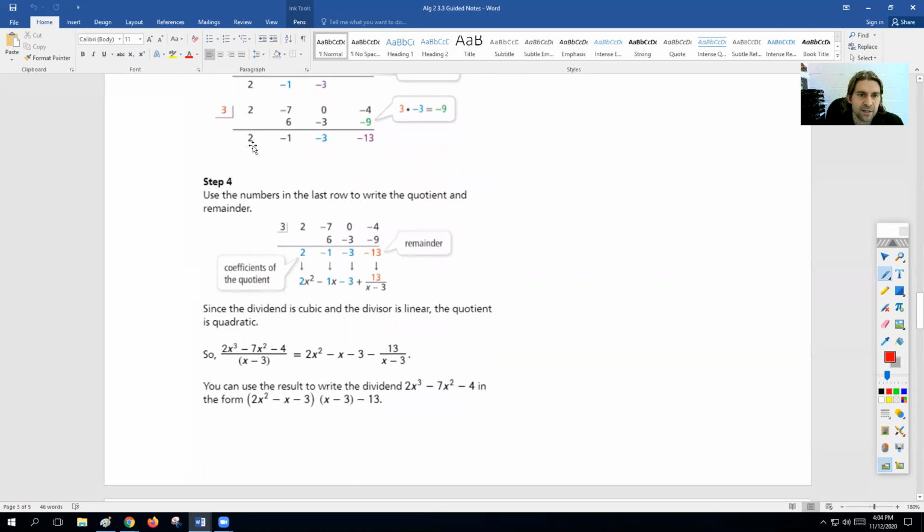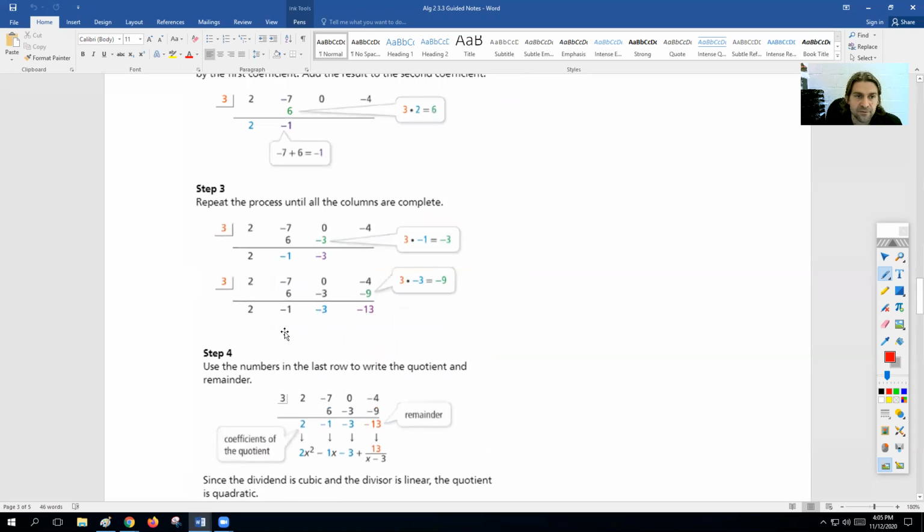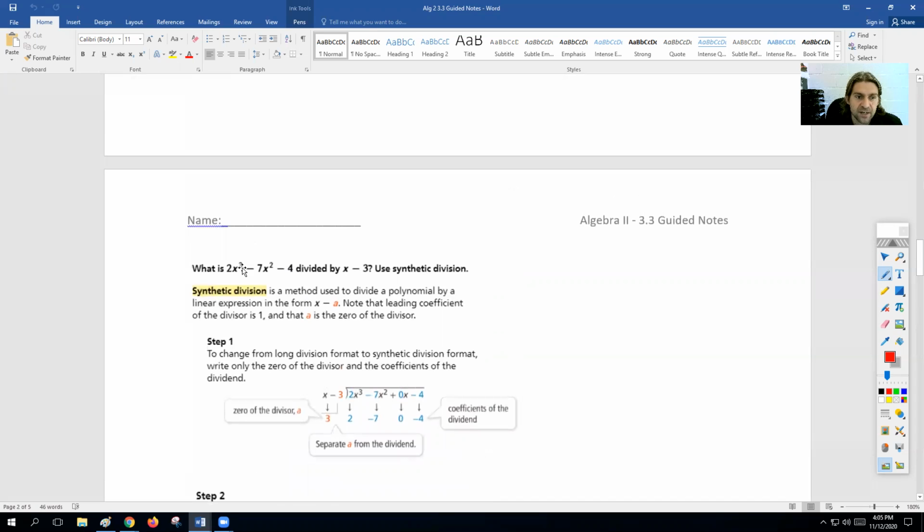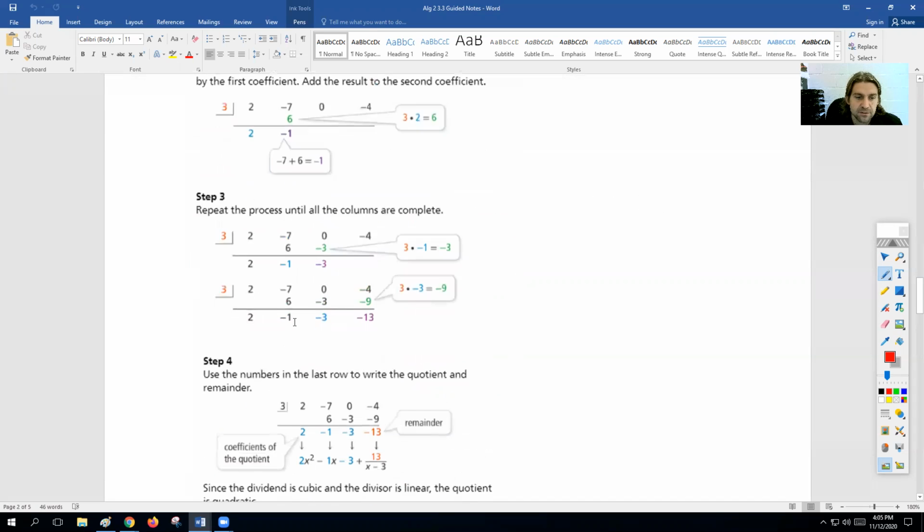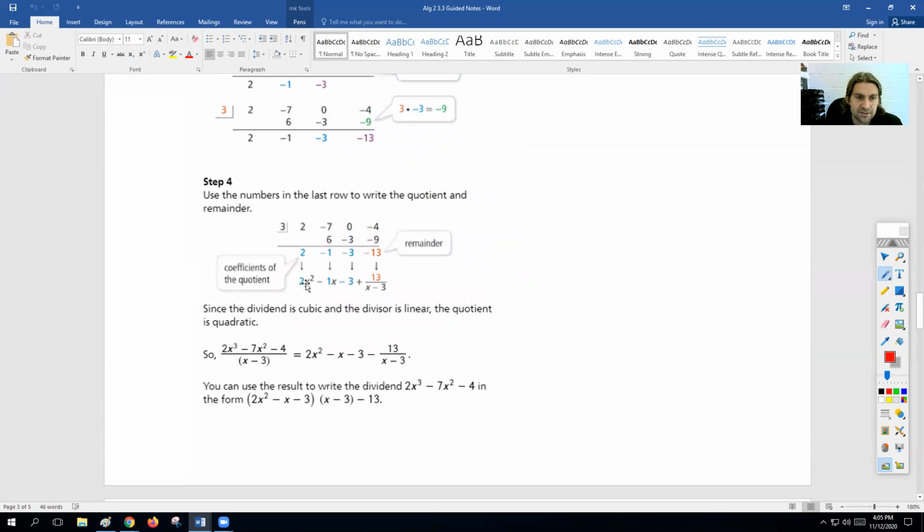So what ends up happening is we get a couple numbers here at the end. We get 2, negative 1, negative 3, and negative 13. And what happens is our expression becomes 1 degree lower than our original expression. It started out as x cubed. We now have an answer that starts out 2x squared, 1 degree lower, minus 1x minus 3, and then this last number here at the end is the remainder.